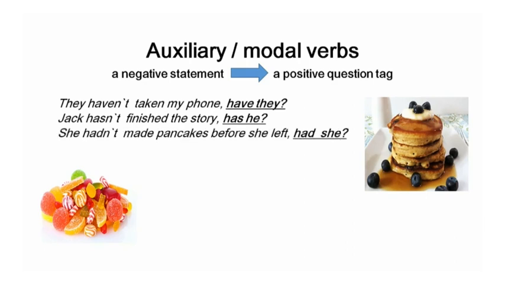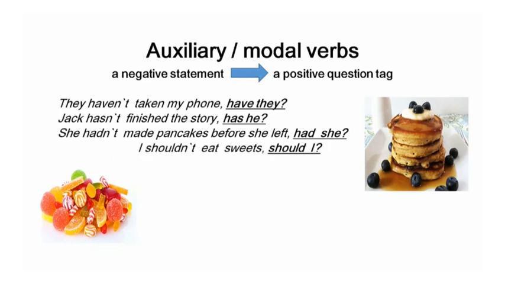She hadn't made pancakes before she left, had she? We have hadn't in the sentence, which is the negative form. That's why we need to remove this N apostrophe T, and we get had in the question tag and she as the correct pronoun here.